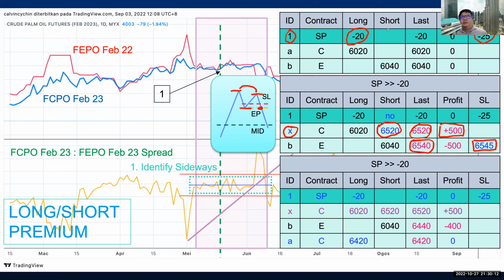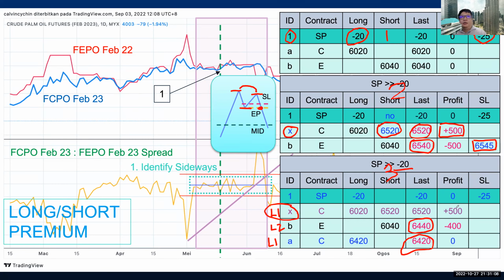Maybe the first one is 1 p.m., the second one is 2 p.m., the third one is 3 p.m. The spread still maintains -20, but the legs already moved. You see the leg already moved to 6440. Leg two is here. Leg one is not here because we already closed it, so no more. We already took profit of 500.